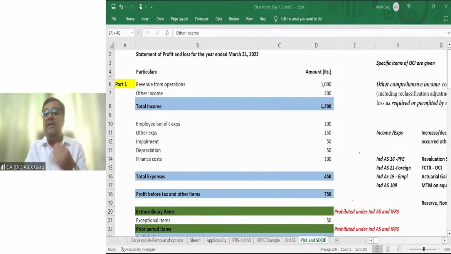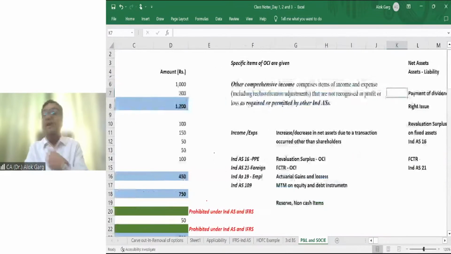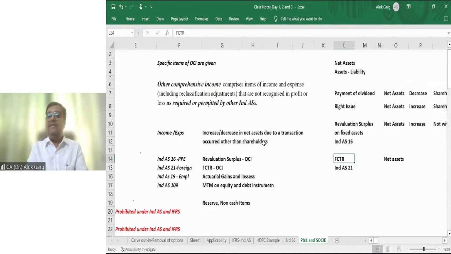So it has to be covered in the other comprehensive income. And where is it written? It is written there in Ind AS 16. Ind AS 16. The second example, foreign currency translation reserve.